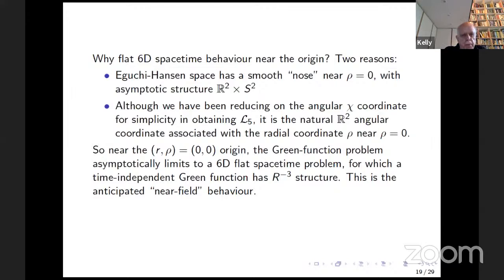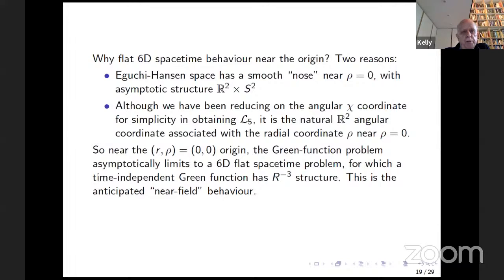The Green's function problem asymptotically limits to that of six-dimensional flat spacetime, for which the 1 over R cubed Green function structure is appropriate. What we anticipate is the near field behavior. The other circular coordinates, in particular the one called psi, has a finite circumference, and so that is not associated to a radius as part of an R2, but the chi coordinate is. Okay, so we have some understanding of the near field structure.